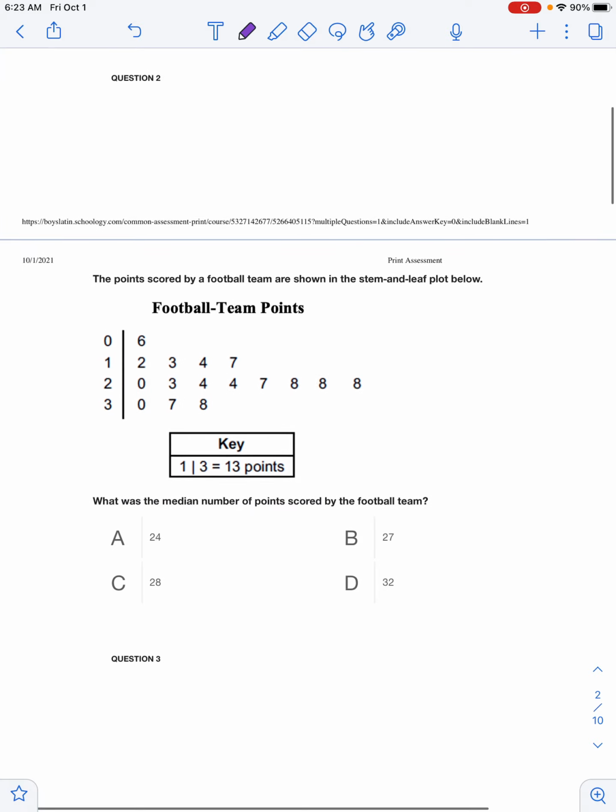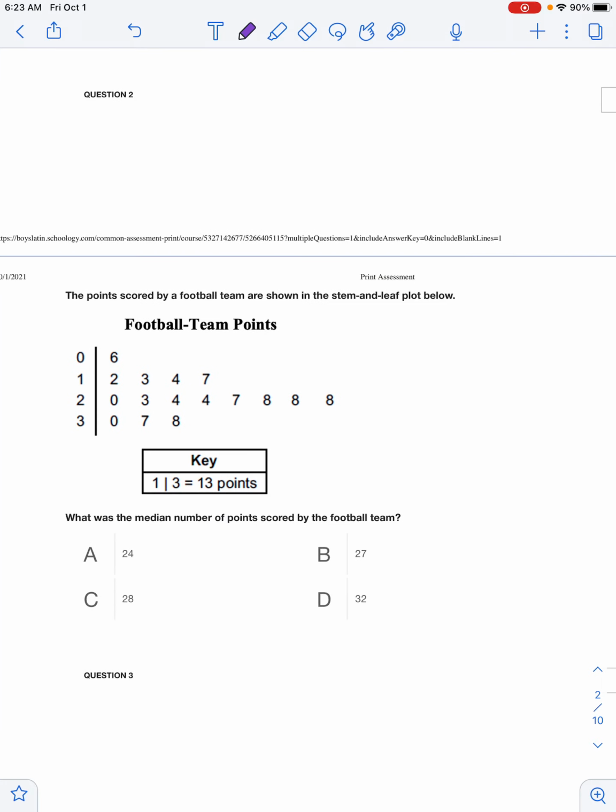Question 2 says the points scored by a football team are shown in the stem and leaf plot below. Now remember that a stem and leaf plot is just a fancy way of displaying numbers. This number is 6, this one's 12, 13, 14, 17, because these numbers on the left are the tens place. So if I'm looking for the median, what was the median number of points scored by the football team? I'm just looking for the middle number in my list.